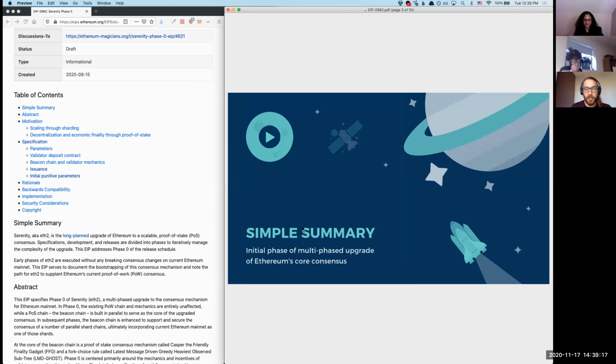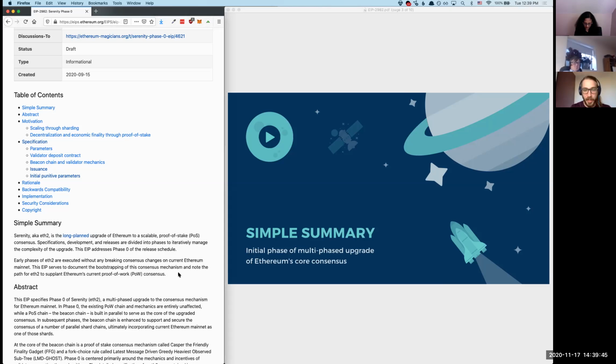The TLDR is this is an initial phase of a multi-phase upgrade of Ethereum's core consensus. I note here that it's long planned. If you look at some of the early writings about Ethereum, finding a more sustainable and scalable consensus algorithm for its final destination has been discussed since early on, and that's been called SERENITY on the original roadmap.